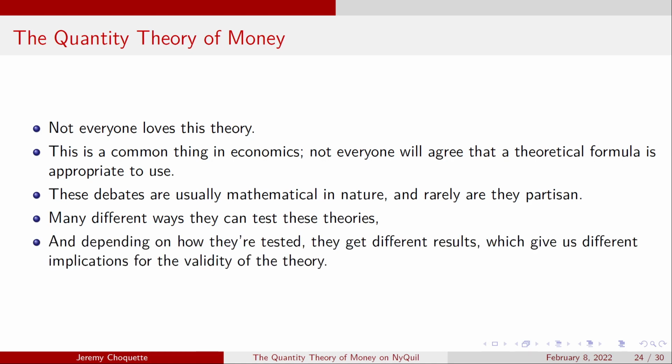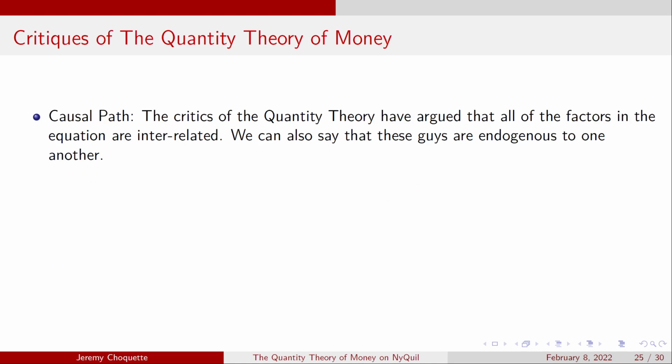Now, depending on the way that they're tested, they can get different results, which gives us different implications for the validity of that theory. So if you decide to test one functional form against another, well, there's going to have to be pretty good reasoning, a pretty good rationale behind why one of those functional forms would be more valid than the other. Hence, it becomes a mathematical debate. And that'll explain why you will have different economists coming to different types of conclusions.